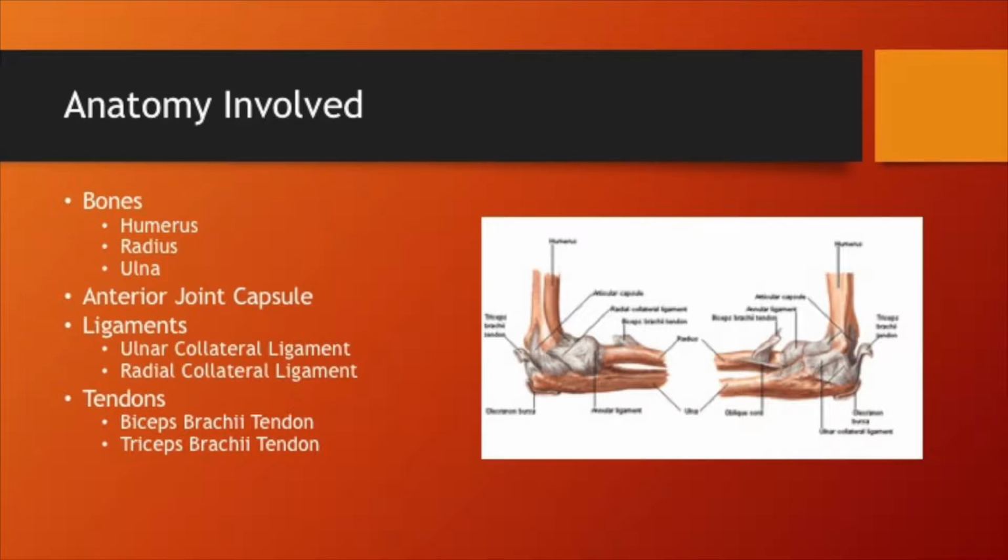These three bones make up the three joints of the elbow, which are the proximal radial ulnar joint, humeroradial joint, humeroulnar joint. Then there is the anterior joint capsule that could get stretched during hyperextension.